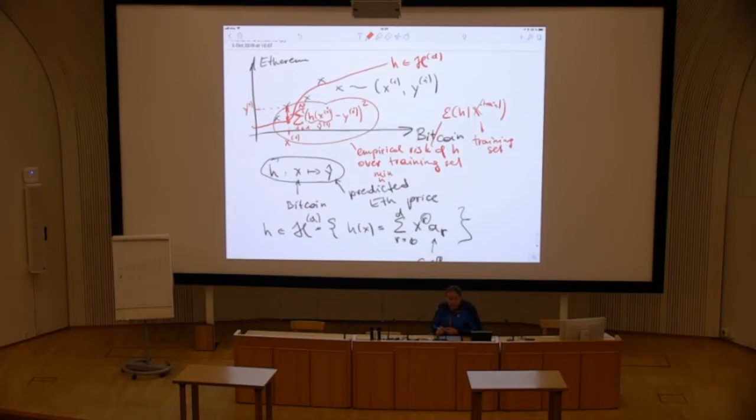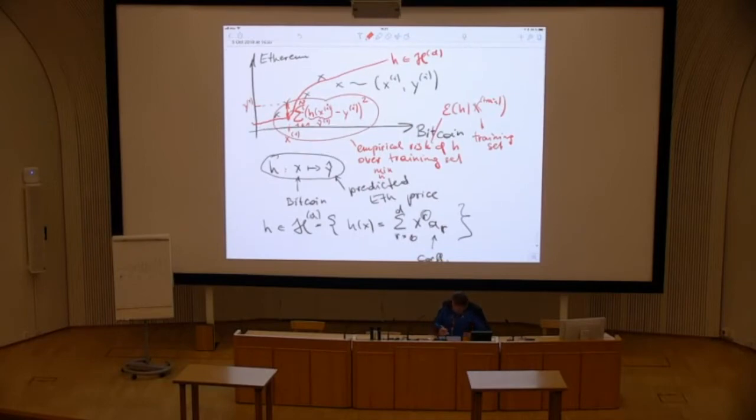Any questions so far? That's mainly what we did so far in this course. Okay, so we minimize the training error. And what we get out of this is a particular hypothesis, a particular polynomial. Let's say this is minimized by h hat. So this is the polynomial which minimizes this training error.